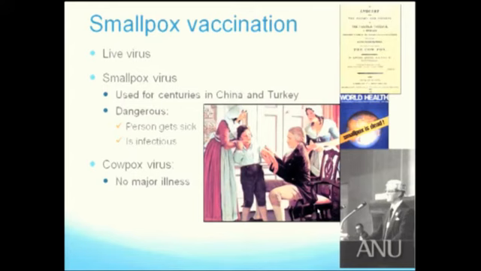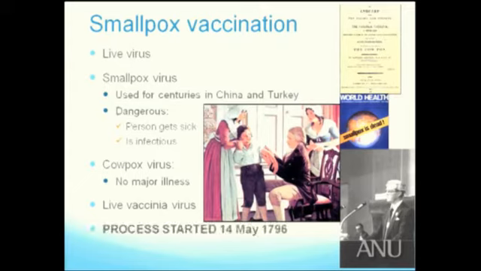So the idea came from Ed Jenner, who is the father of immunology here, that there would be cross-immunization, to use the cowpox virus, which eventually now we use the live vaccine virus.